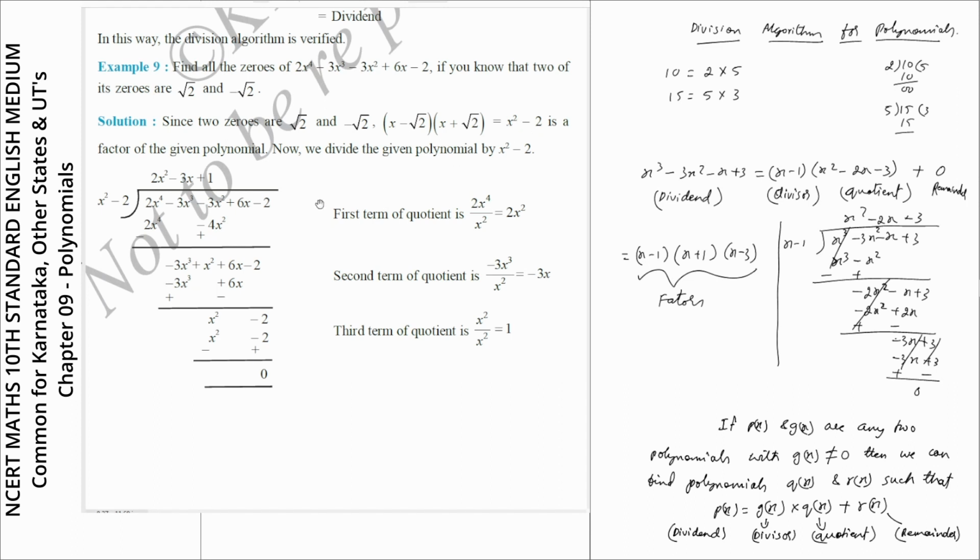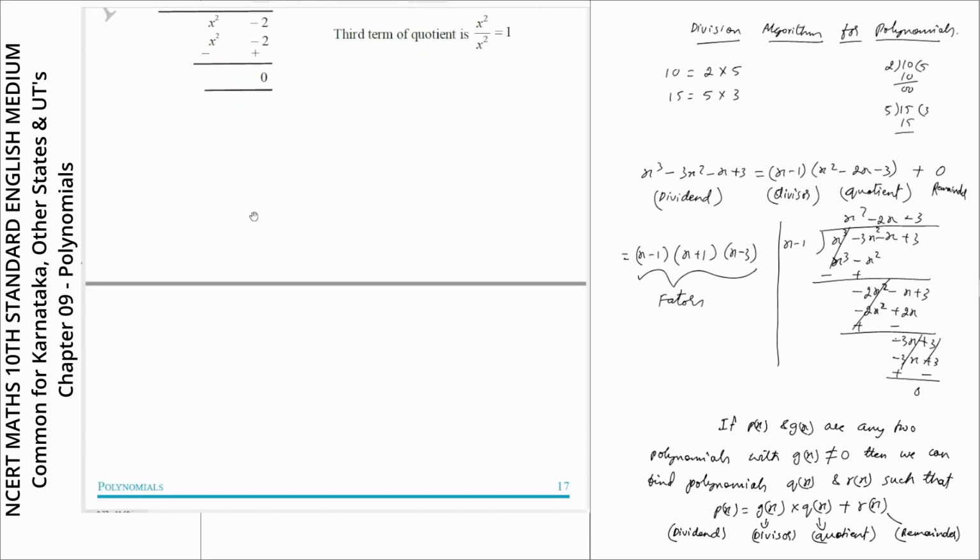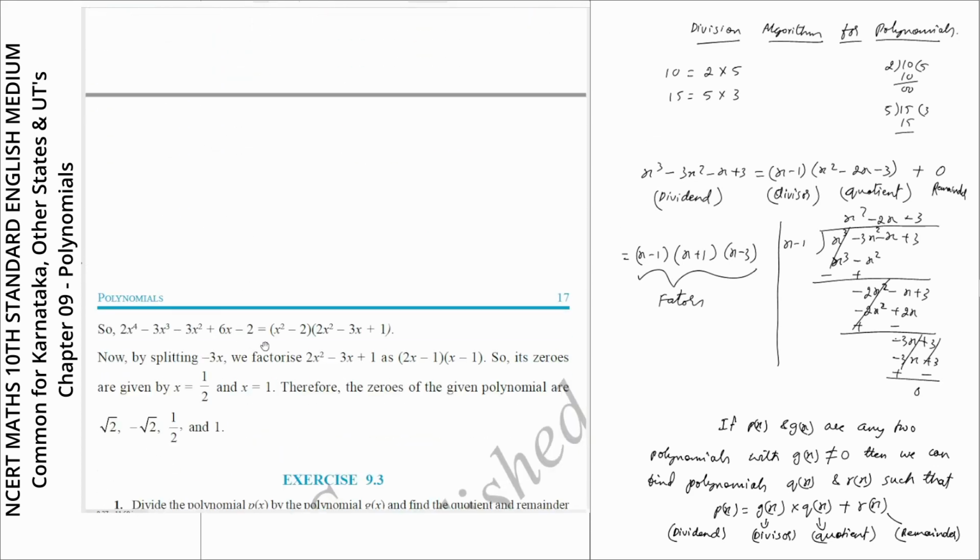Now we divide the given polynomial by this x square minus 2. After this there is some quotient here. Now if we factorize this quotient, again we will get two more roots, two more zeros of the given polynomial. So here you can see now dividend is expressed as divisor into quotient: x square minus 2 into 2x square minus 3x plus 1.